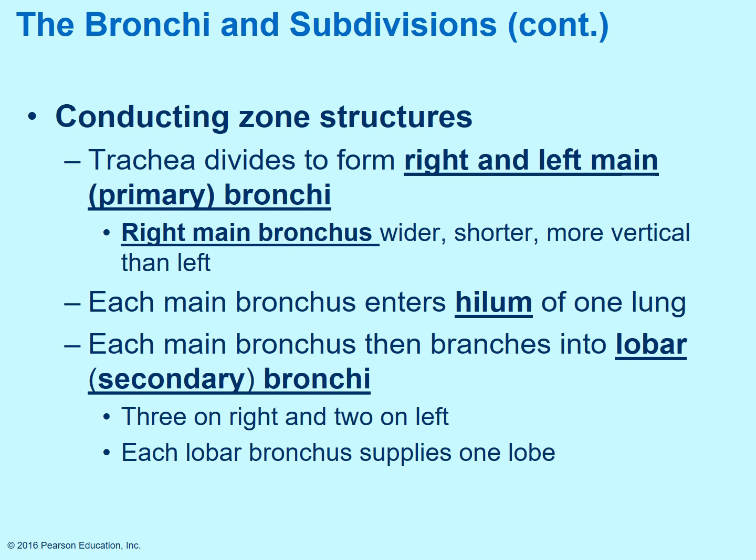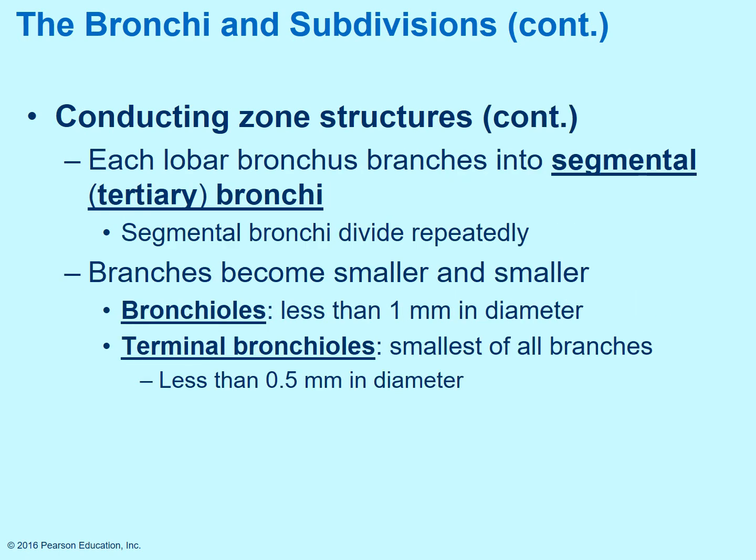The reason the left lung is slightly smaller is to allow space for your heart. So each lobar or secondary bronchus will supply the air to one lobe. Once in the lobe, you're going to have further branching into what's known as the tertiary bronchi or the segmental bronchi, and then those are going to start branching, getting smaller and smaller.